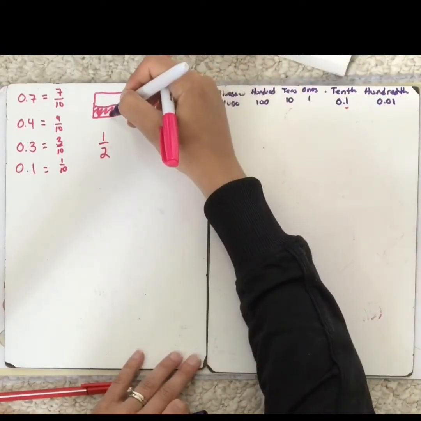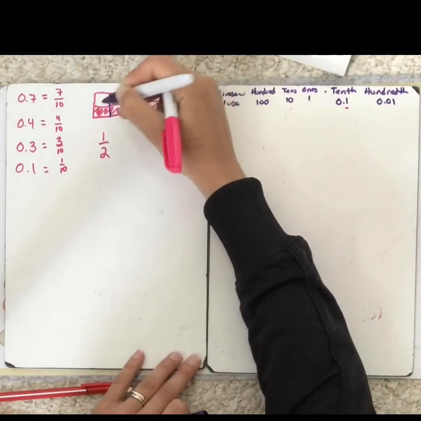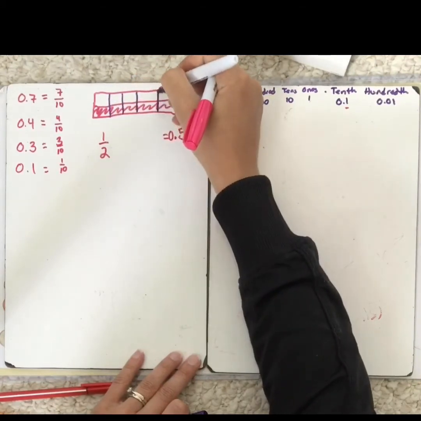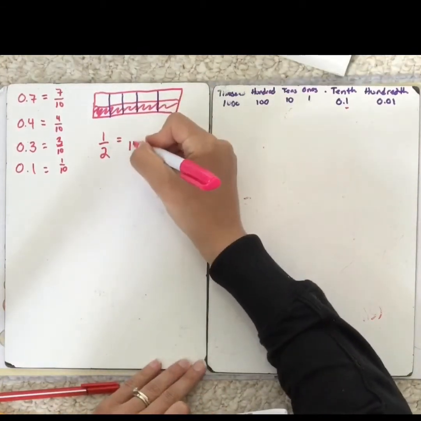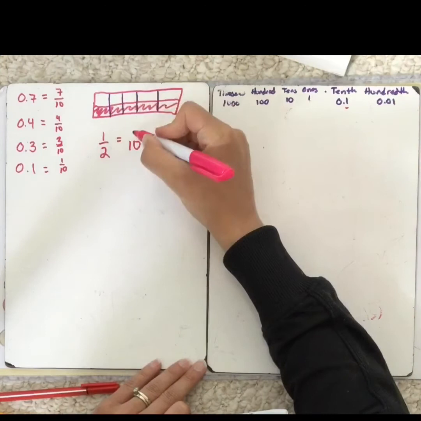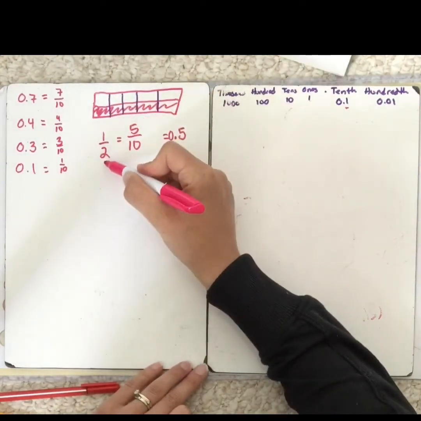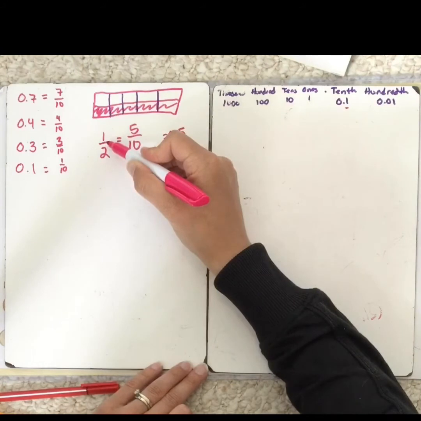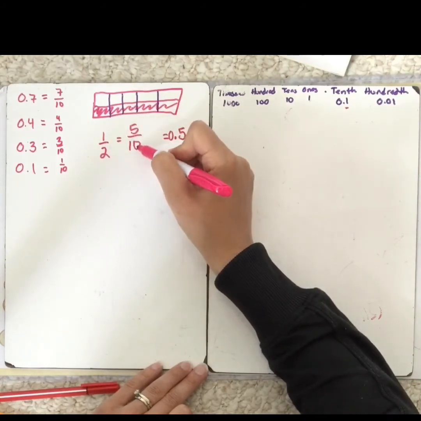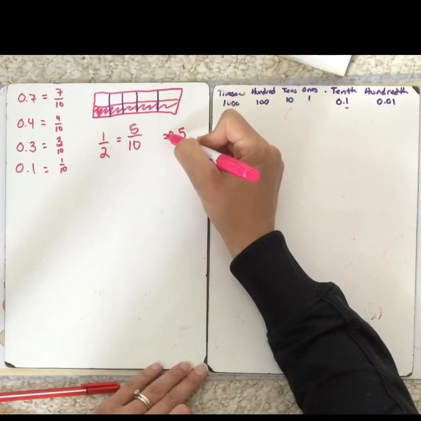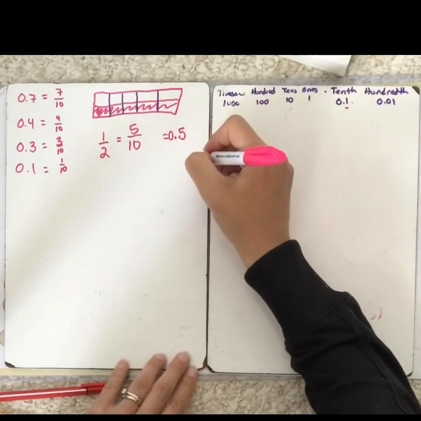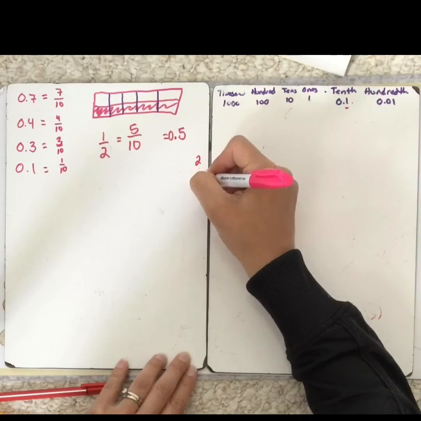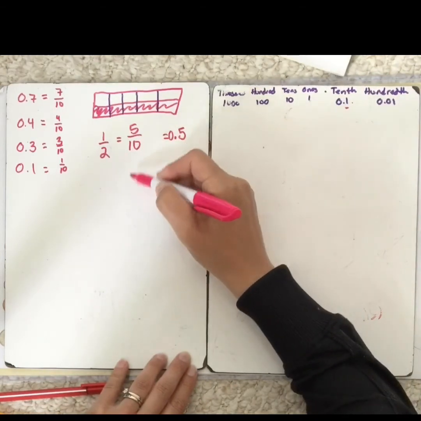Well, if we section this into tenths, 1, 2, 3, 4, 5, assuming that that was equal sections, we now have 10 sections, and there's 1, 2, 3, 4, 5 colored in. So this is where our equivalent fractions tie in, that a half is equivalent to 5/10, which are both written as 0.5, 5/10.